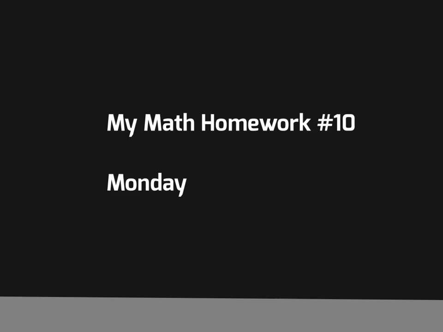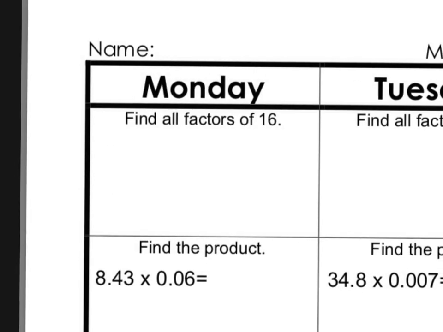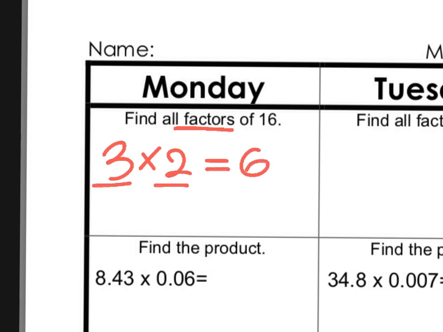This is my math homework number 10, Monday. Let's go and get started. It says, find all factors of 16. So, factors are when you multiply two numbers. So, for example, 3 and 2, these are called your factors, and this is called the product. So, let's go and figure out what are some factors of 16.